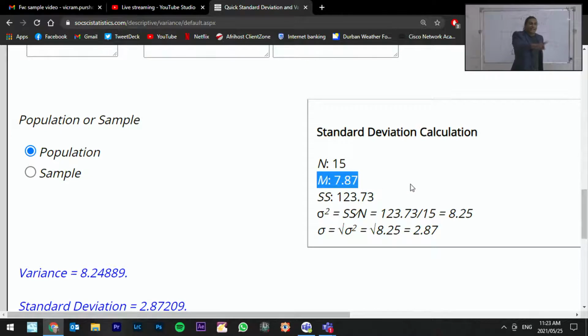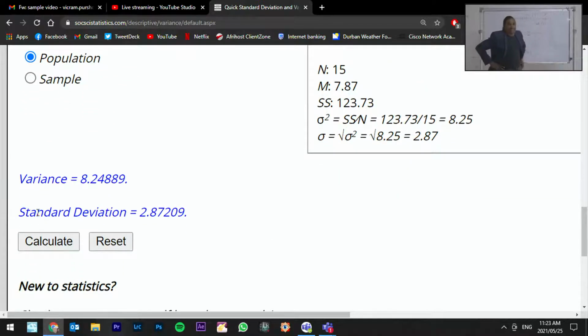So the n, the number 15, is the actual data points, because we've got 15 numbers here. The mean, the average, is 7.87, and then the standard deviation right at the bottom there, you can see it's got that sigma sign, is 2.87. That's it, highlighted, 2.87. Right. That's how you calculate it.